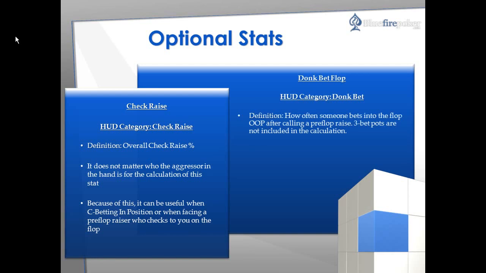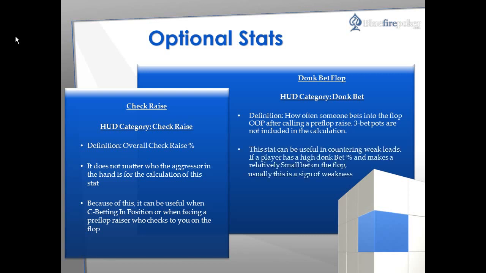Next is the donk bet flop stat, and it's in the HUD category of donk bet. And this is how often someone bets into the flop out of position after calling a pre-flop raise. For this stat, 3-bet pots are not included in the calculation. And it can be very useful in countering weak leads. If a player has a high donk bet percentage and then makes a pretty small bet on the flop, usually this is a sign of weakness, and you can usually raise them and get them off of the hand. However, you must be aware of tricky opponents that can exploit this fact by appearing weak when they're actually strong. Apparently they've read Sun Tzu's The Art of War.